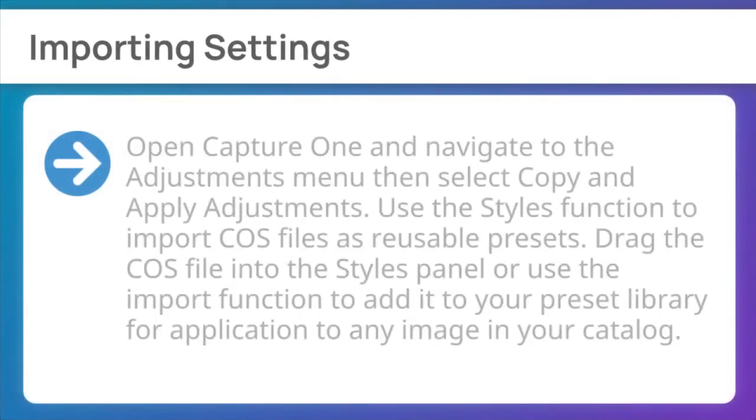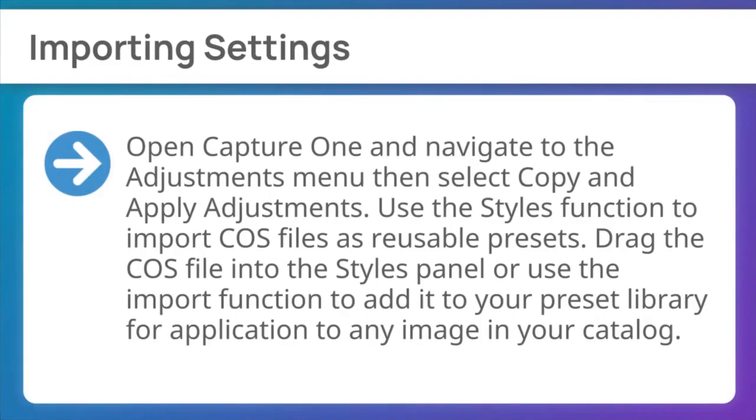First, importing settings. Open Capture One and navigate to the Adjustments menu, then select Copy and Apply Adjustments. Use the Styles function to import COS files as reusable presets. Drag the COS file into the Styles panel, or use the Import function to add it to your preset library for application to any image in your catalog.